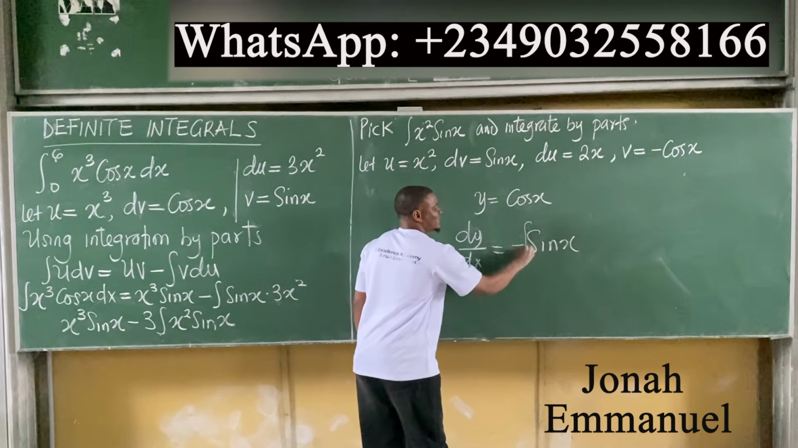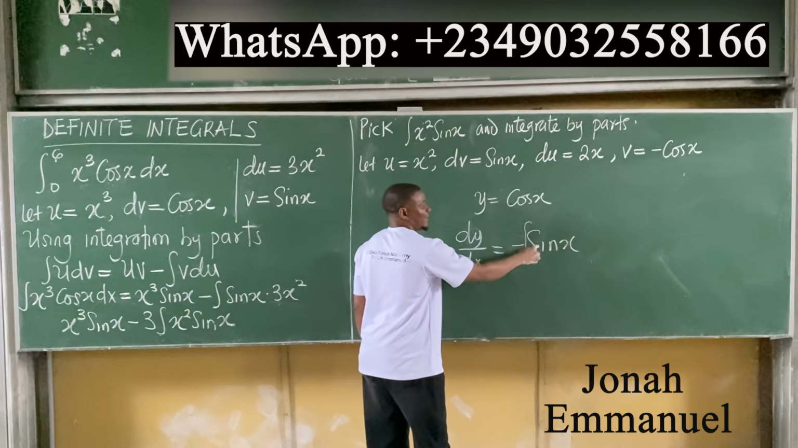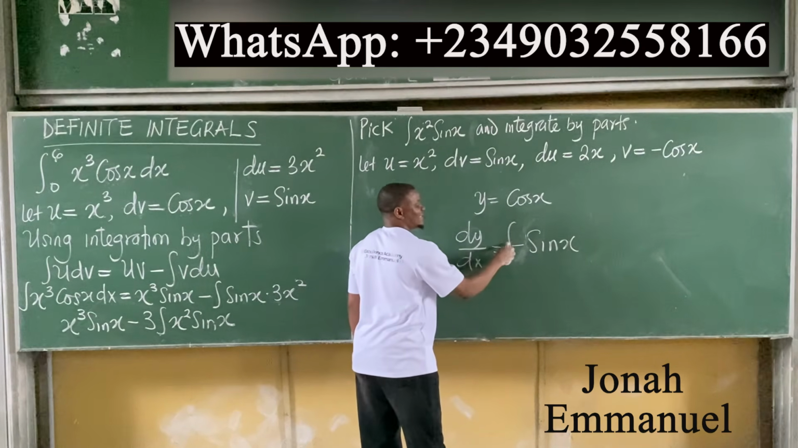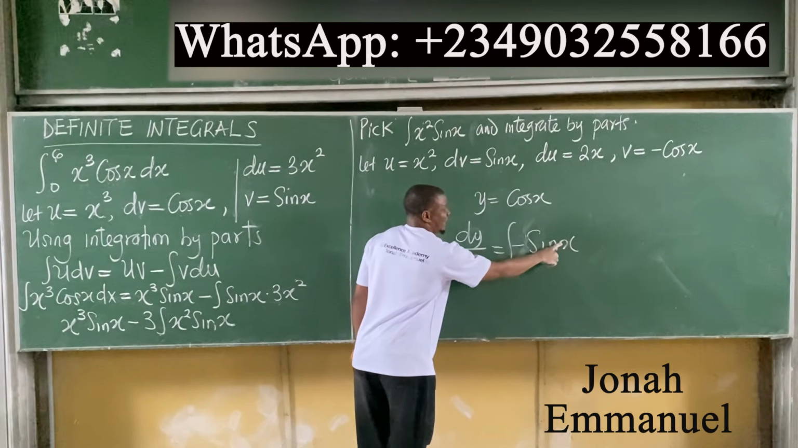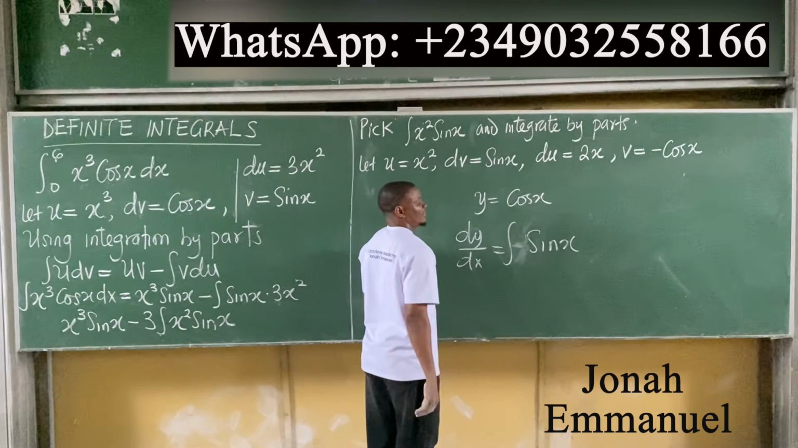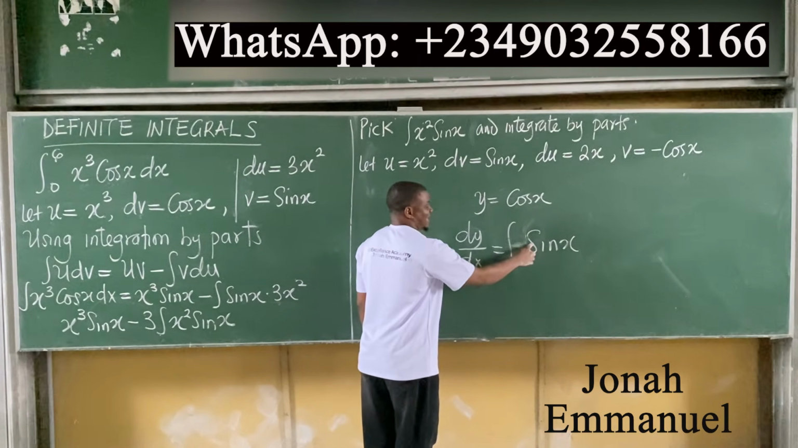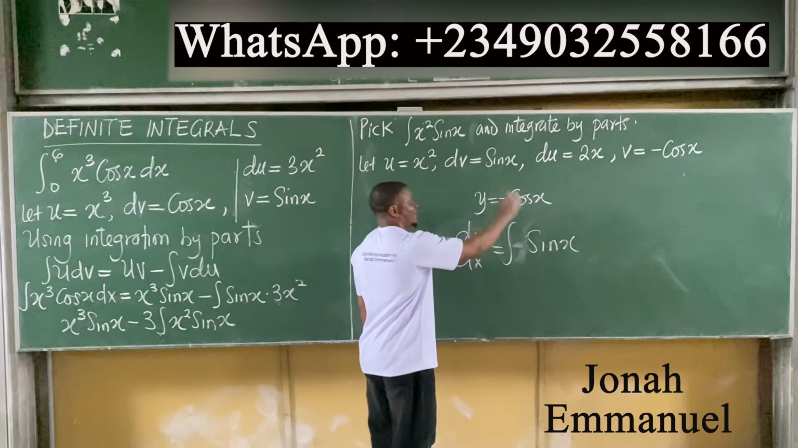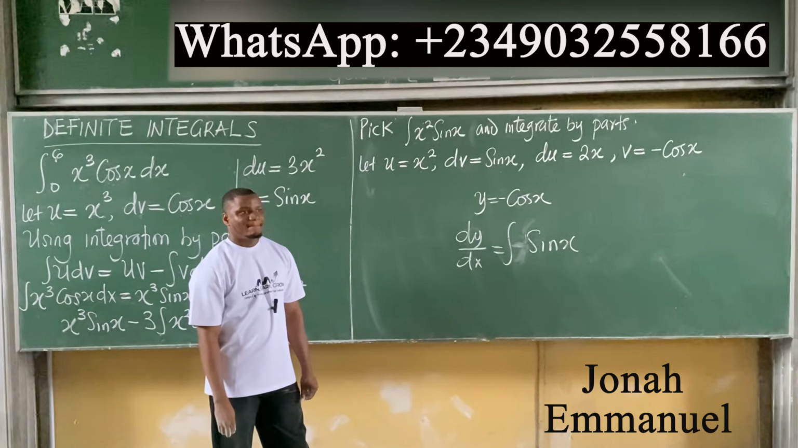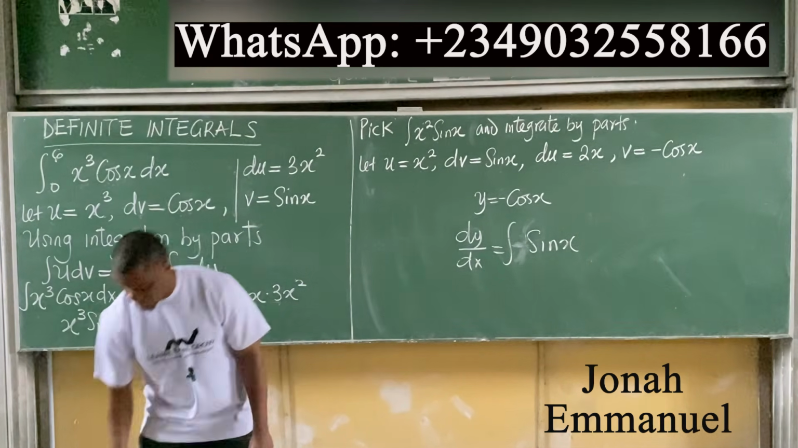If I now integrate sine x, what do you have there? Hold on. If I integrate minus sine x, I'll have cos x. In a case where the minus is not here, if you now integrate sine x, what do you do here? Bring the minus here. It becomes minus cos x. That's it. Please check up these things, please.